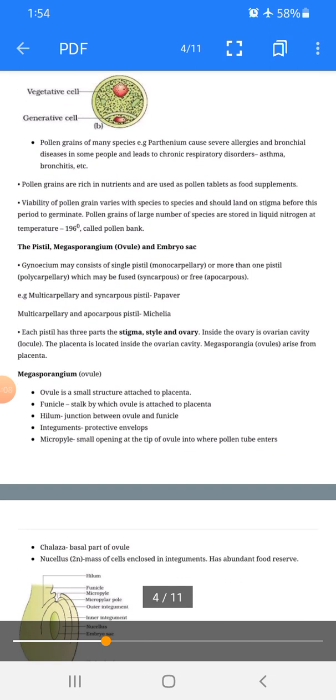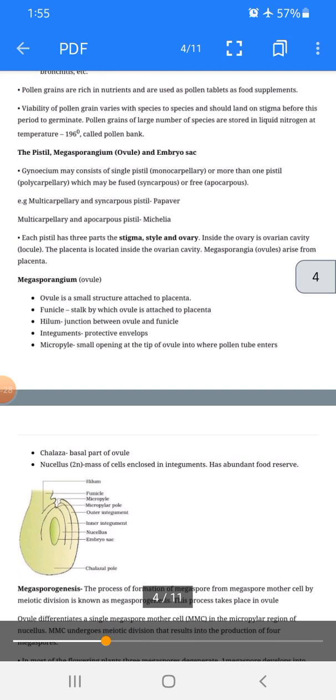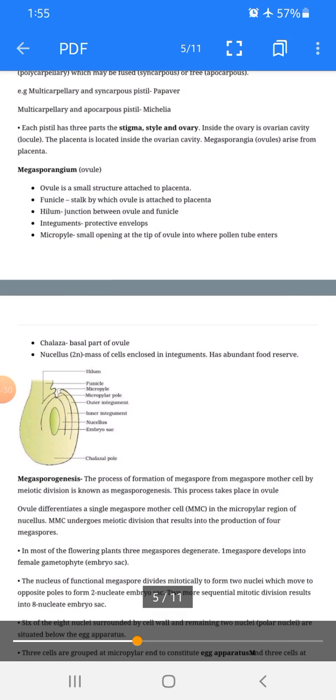Megasporangium. Ovule is the small structure attached to placenta. Funicle, stalk by which ovule is attached to placenta. Hilum, junction between ovule and funicle. Integuments, protective envelopes. Micropyle, small opening at the tip of ovule through which the pollen tube enters. Chalaza, basal part of the ovule. Nucellus is the 2n mass of cells enclosed in integuments, has abundant food reserves.